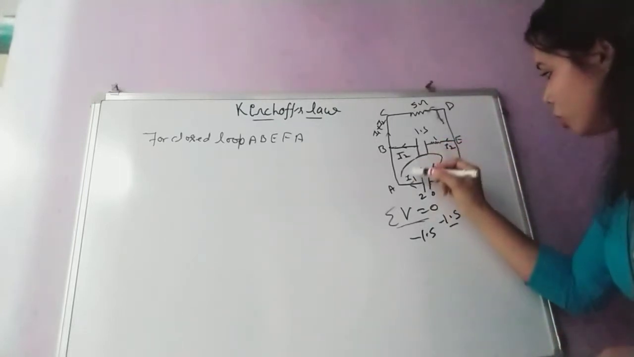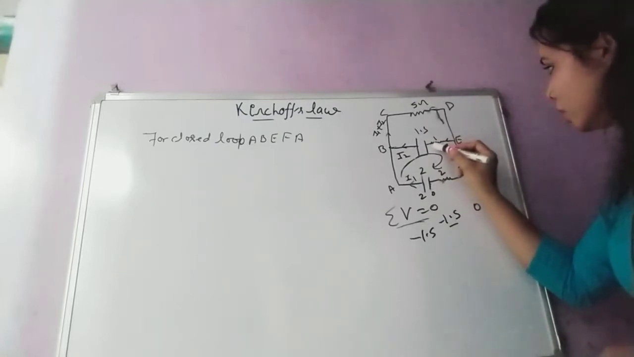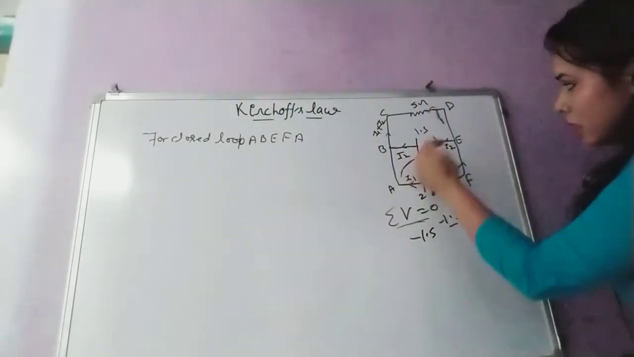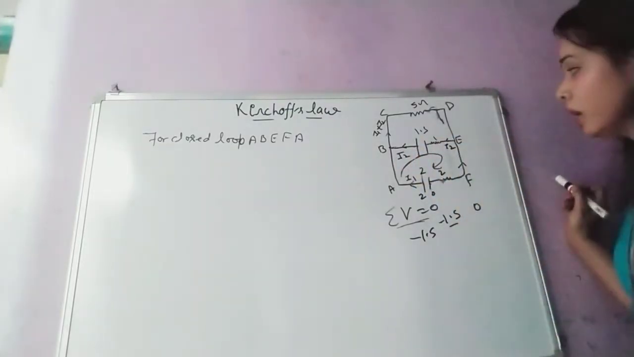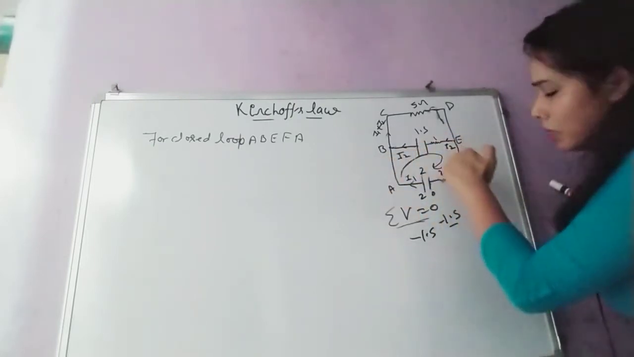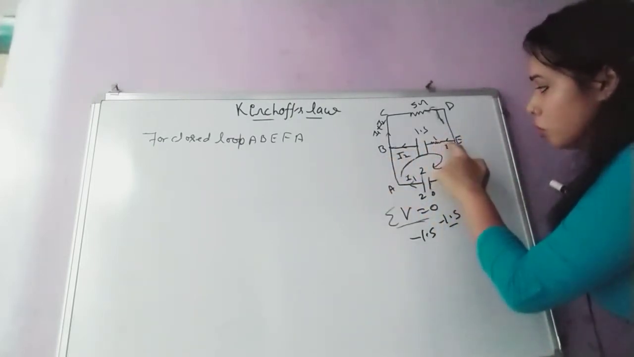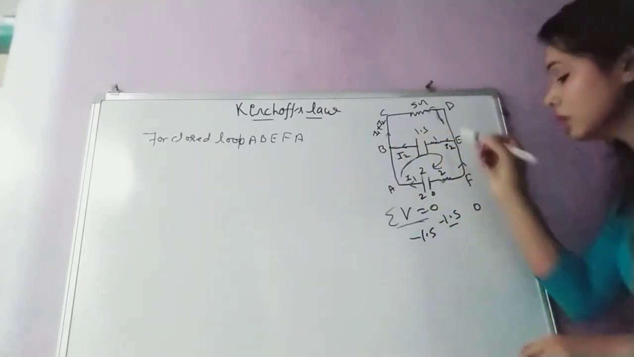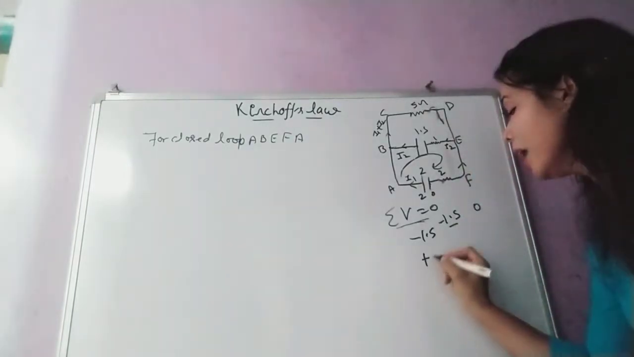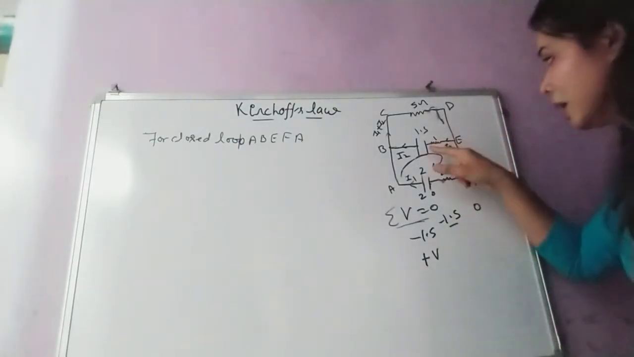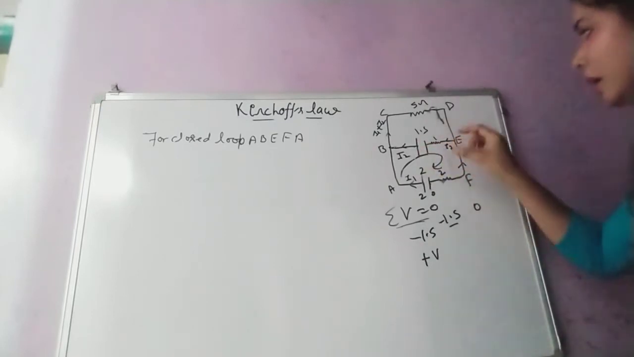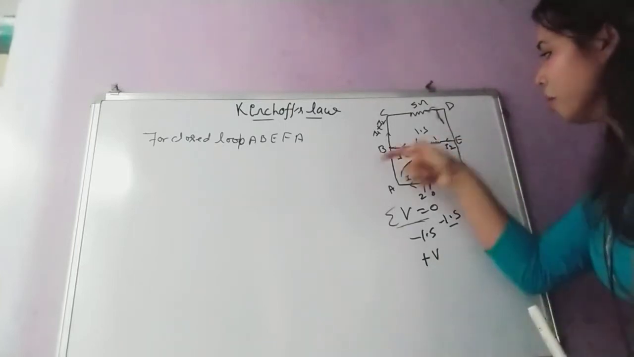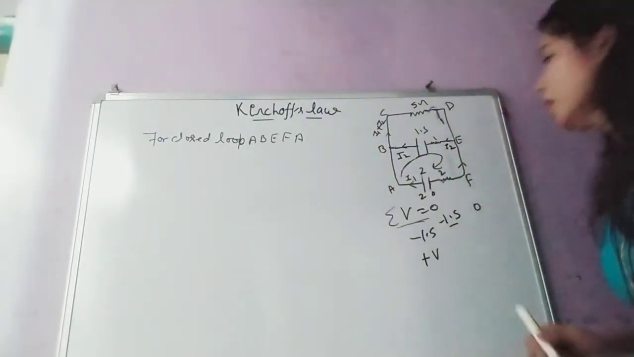Okay, so when you are moving through this resistance, you are moving opposite to the direction of current. The path you have chosen is opposite to the direction of current. I2 is in this direction, but you are moving in this direction. So in that case you will take potential as positive. If the direction of current and the direction of your path are opposite, then you will take potential positive. And if you are moving in the same direction, then you will take negative.